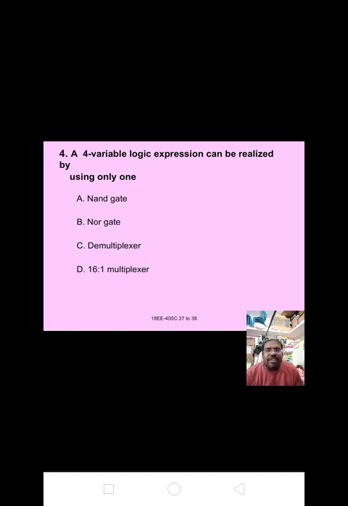A 4 variable logic expression can be realized by using only one demultiplexer.